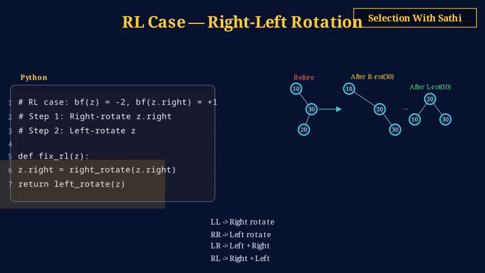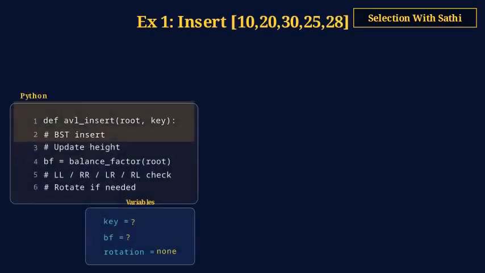An important fact, after an insert, at most one rotation fixes the entire tree. But after a delete, you may need rotations at multiple ancestors, up to O of log n. This is a subtle difference that GATE sometimes tests. Let us trace insertions into an empty AVL tree.